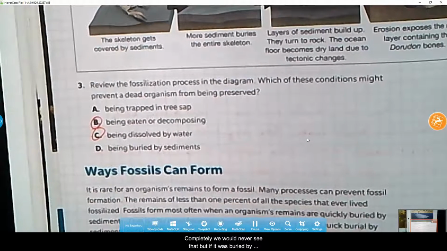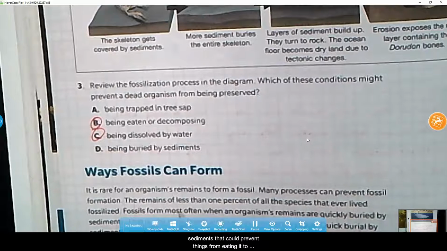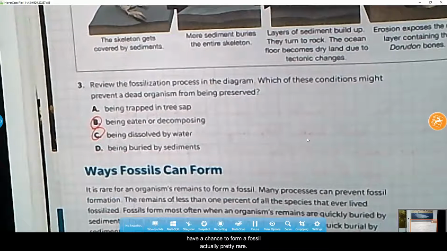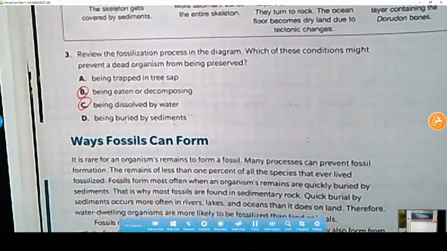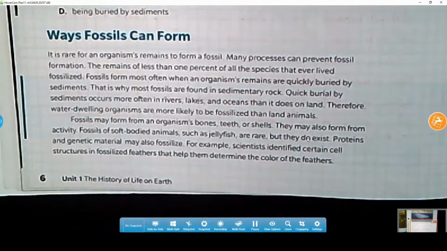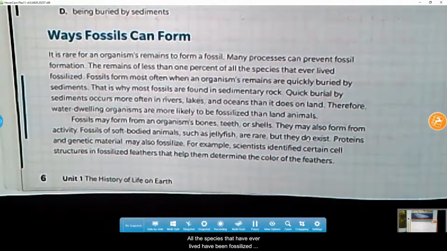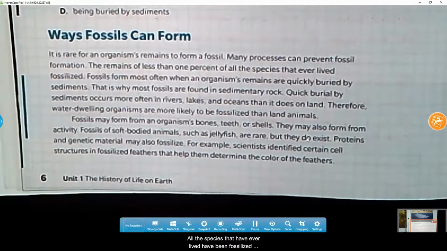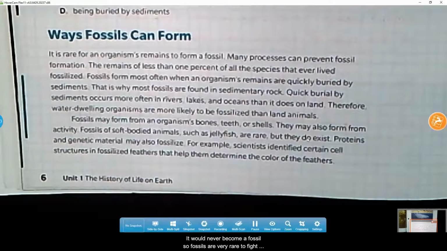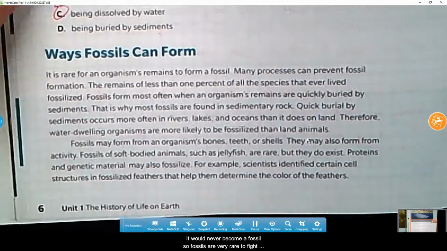But if it was buried by sediments, that prevents things from eating it. It prevents it from decomposing further, and it can actually have a chance to form a fossil. But fossils are actually pretty rare. Not everything forms a fossil. Less than 1% of all the species that have ever lived have been fossilized. That's very few, and most organisms that die will never become a fossil. So fossils are very rare to find.